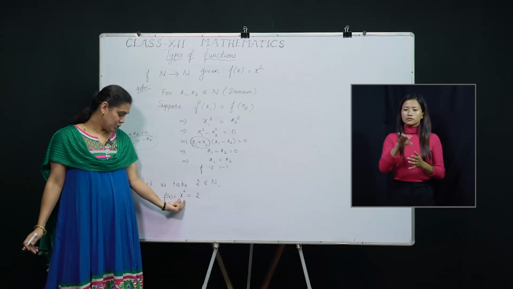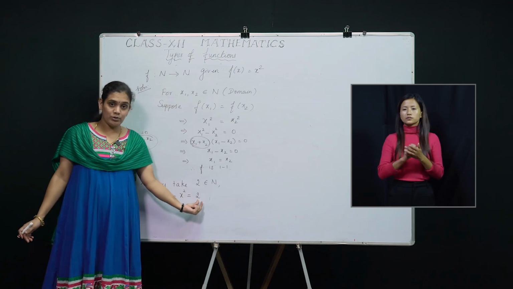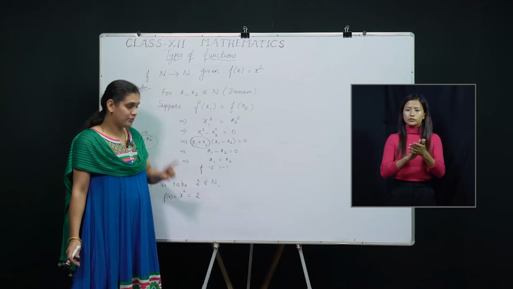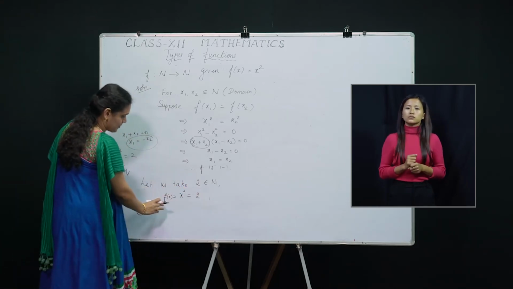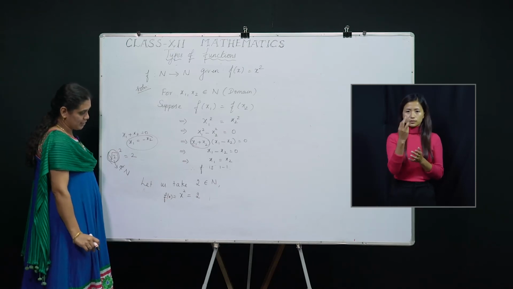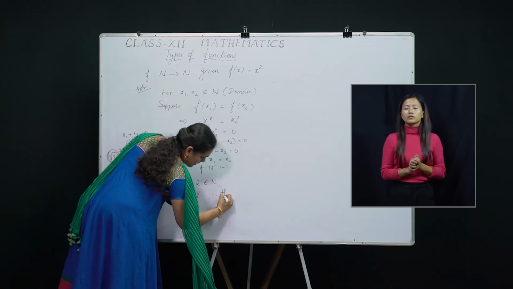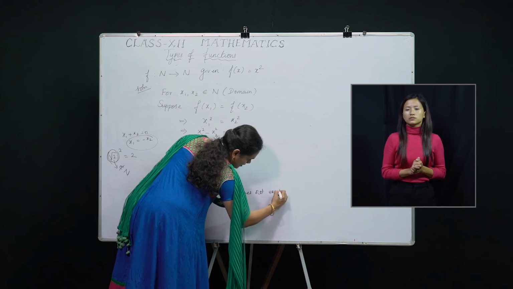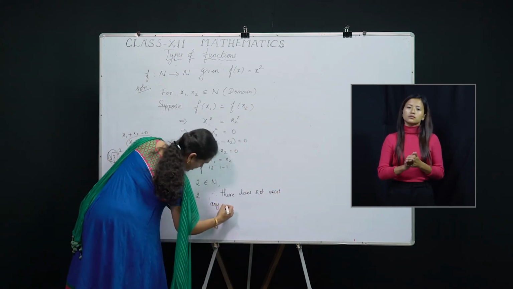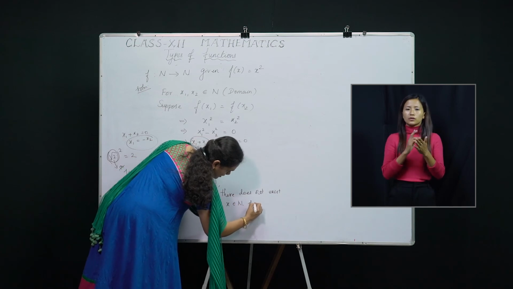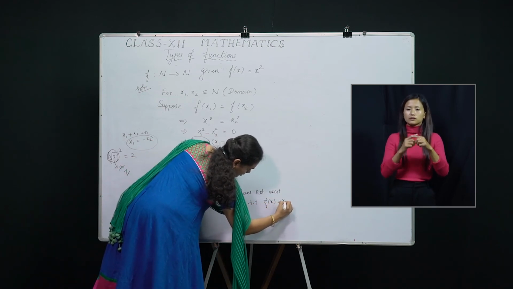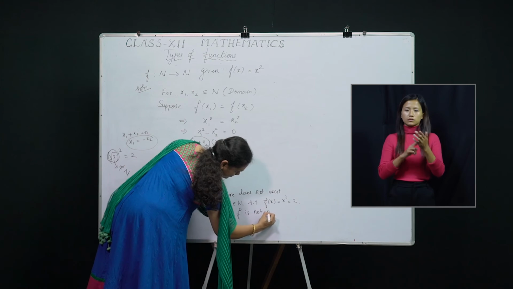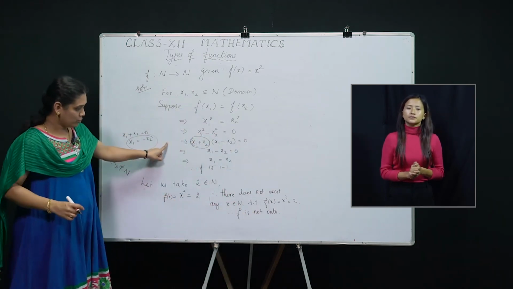If we can find a natural number whose square gives 2 as the output, then it is onto. But to prove it is not onto, we have to show just one example. Even for 2, we could not find any number satisfying this condition. Therefore, there does not exist any x belonging to N such that f(x) equal to x squared equal to 2. Therefore, f is not onto. Okay, it is 1 to 1 but not onto.